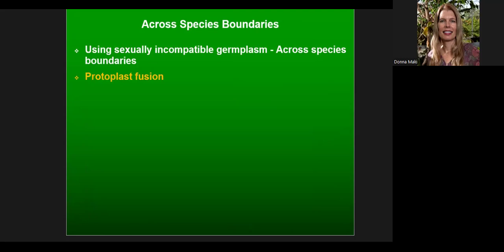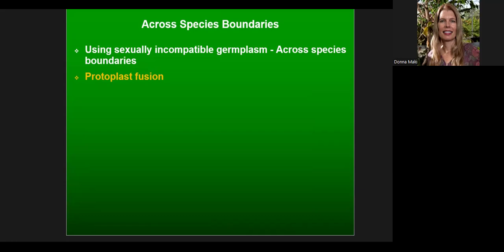This idea of taking genes from two different sources that can't go through sexual reproduction, that's the fancy incompatible germplasm phrase. That means you're working with different species, and so they often phrase it as across species boundaries. If they start talking about that, what they're thinking about is we need to use biotechnology in order to accomplish whatever we're thinking.